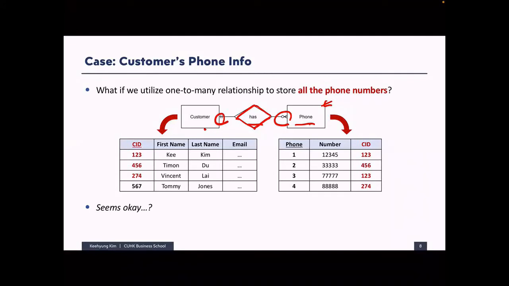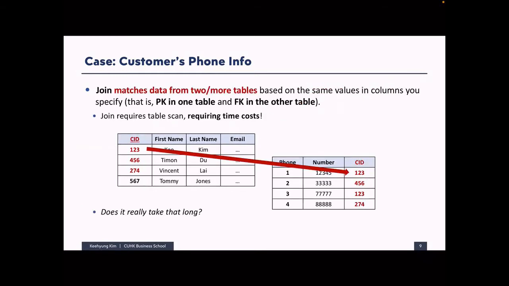Then instead of having one customer table, we'll have two tables: the customer table, and a phone number table. For every phone number, we have a customer ID foreign key, and this number will represent who is the owner of this phone number. So we can design that too. It seems okay. However, the problem is this. When we retrieve information from two tables, we have to use a join. This is what we covered in SQL. We have to combine these two tables, and we have to match the CID from the customer table and the CID from the phone number table.